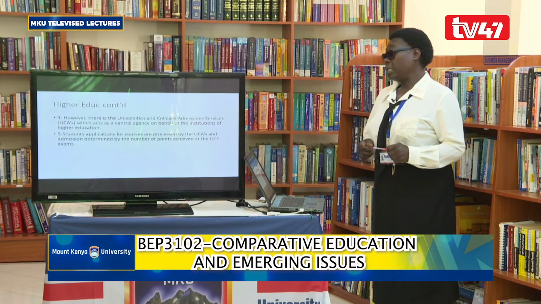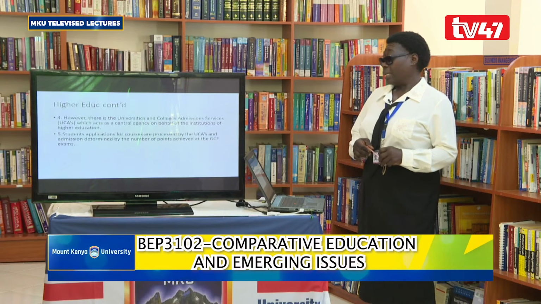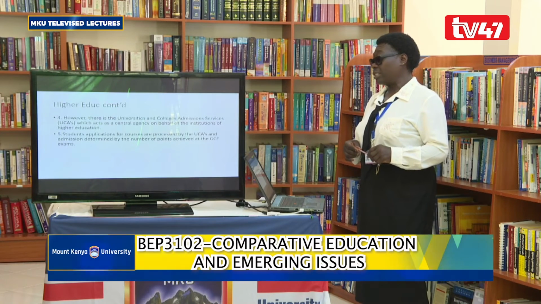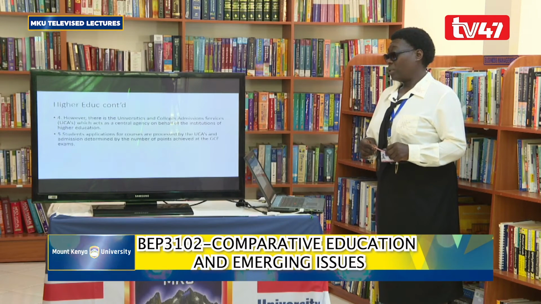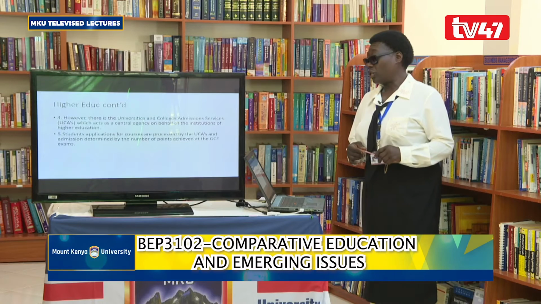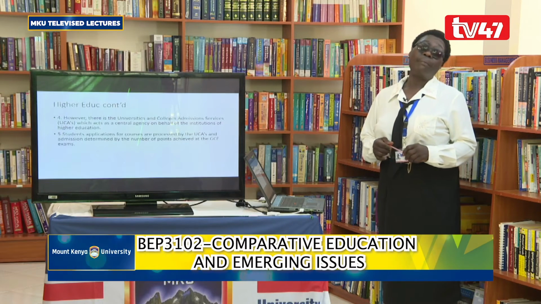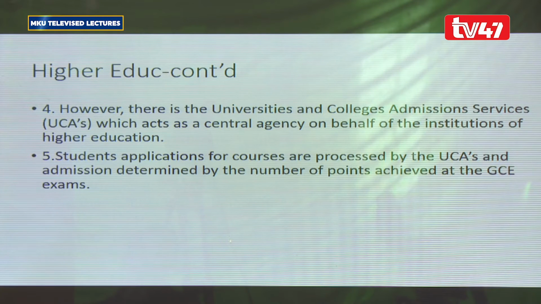Still under higher education, we have a body. There is the Universities and Colleges Admissions Service, UCAS, which acts as a central agency on behalf of the institutions of higher education. In our own system, this is done by the KUCCPS, formerly JAB. JAB used to admit students to universities. Today, that role is taken over by the KUCCPS, Kenya Universities and Colleges Central Placement Service, which coordinates all the activities concerning admissions in universities, colleges, and polytechnics. Students' applications for courses are processed by the UCAS.